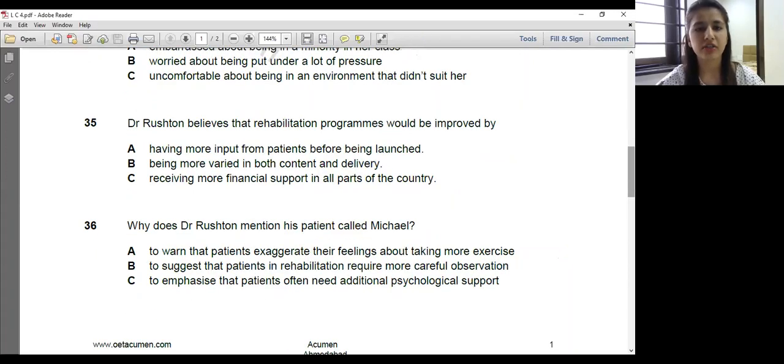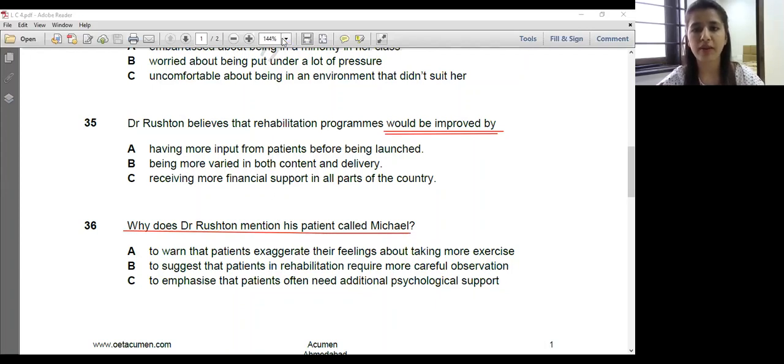Then again, Dr. Ruston believes that rehabilitation programs would be improved by, right, as we discussed earlier. They could be talking about how they can be improved, the future of rehabilitation programs. And the last one, why Dr. Ruston mentioned his patient called Michael. Why is he mentioning him? So here we will again get to know one more clinical presentation or example of his own patient that he's going to give us, and with that example he's going to explain something. We have to find out what he is trying to explain with the help of that example.